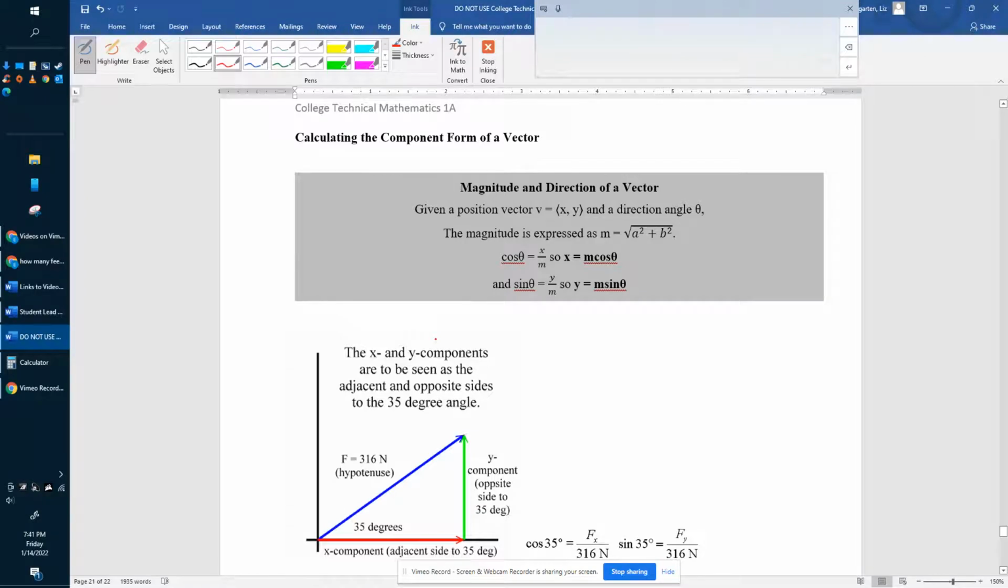All right, let's calculate the component form of a vector. Given vector xy with direction angle theta, magnitude is expressed as square root of a squared plus b squared, like we mentioned before. Cosine of theta is equal to x over m, so x is equal to m cosine theta, y is equal to m sine of theta.